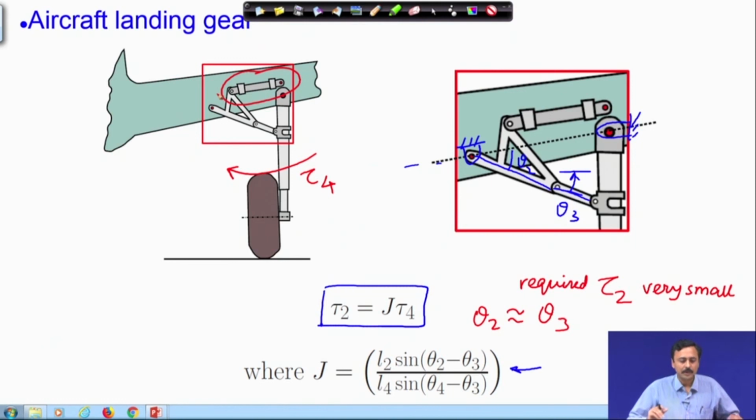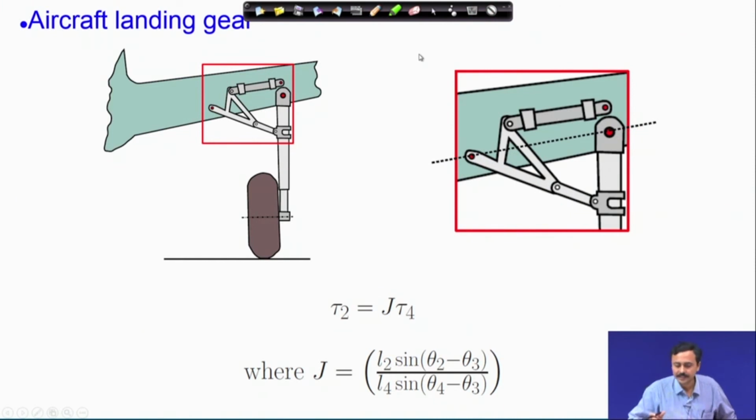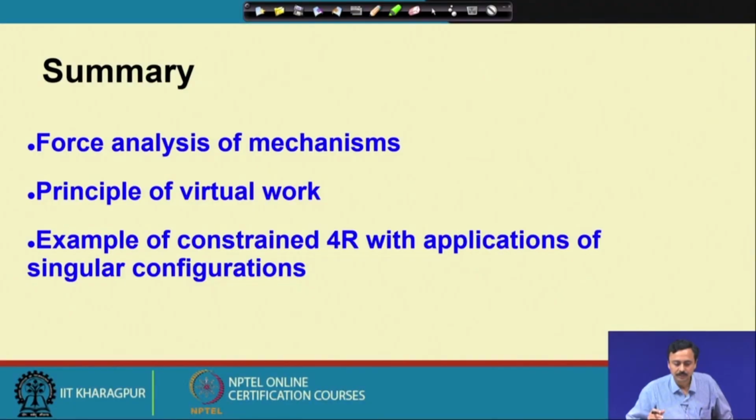So, this is how you can use the singular or the dead center configuration of the mechanism to resist very large forces. So, to summarize, we have looked at the force analysis problem of mechanism using the principle of virtual work, and we have looked at this constraint 4R mechanism and its application at singular configurations. So, with that I will close this lecture.